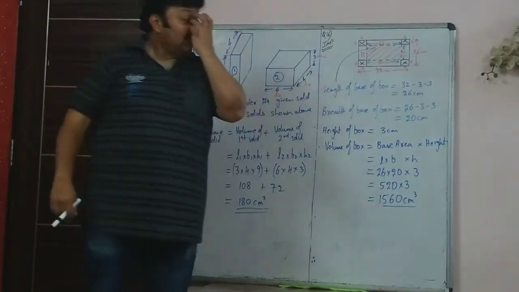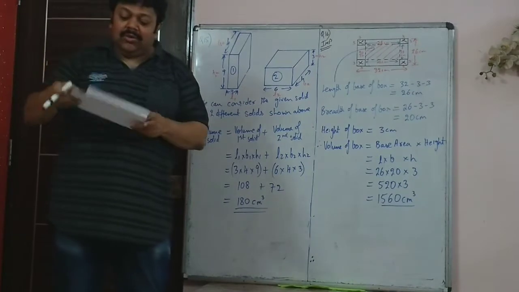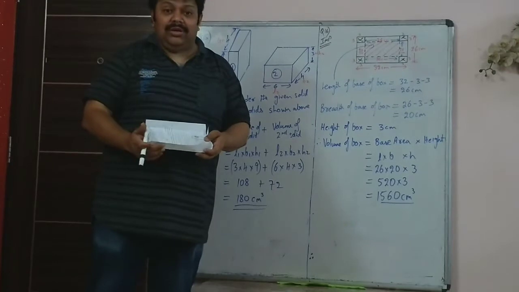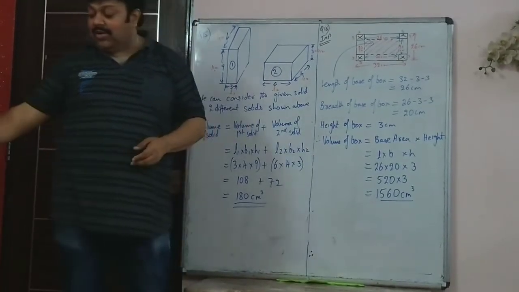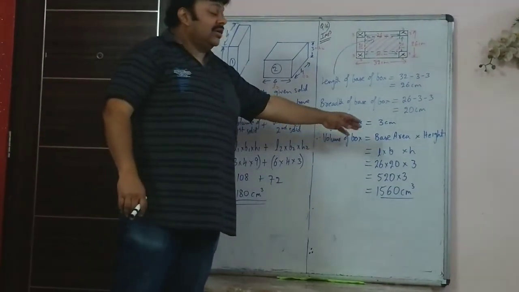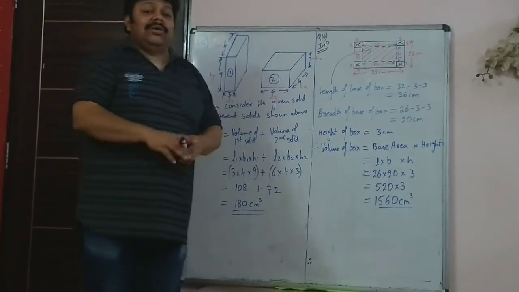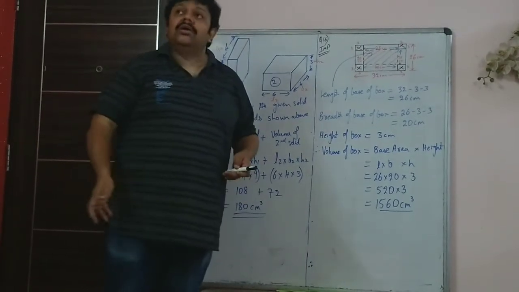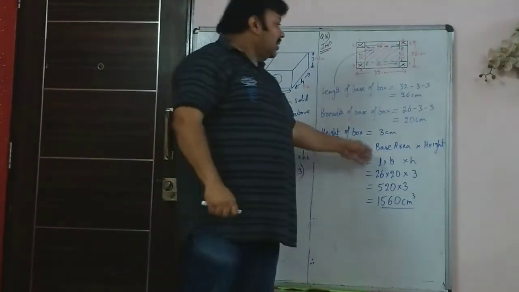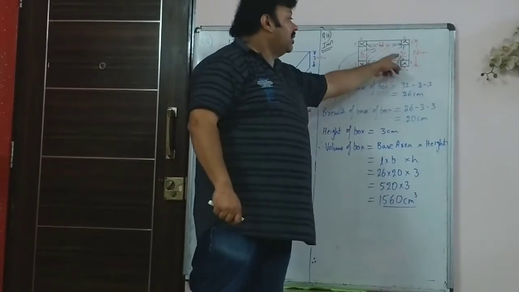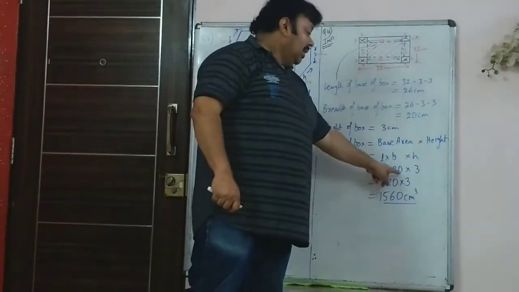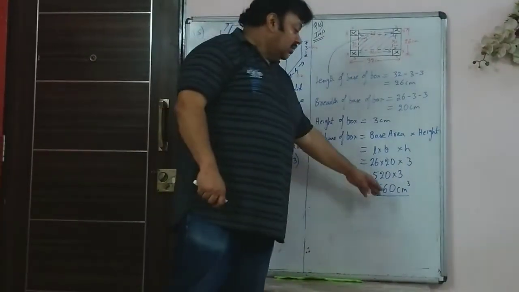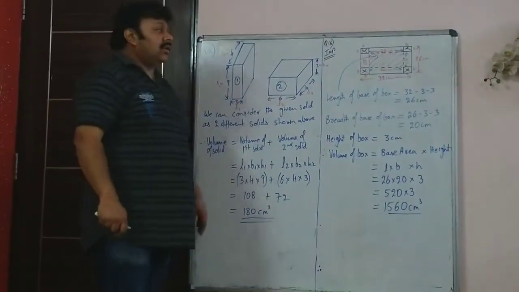So the volume of the box, volume means capacity. How much matter can be filled in it? How much water maybe can be filled in it? The volume of the box will be equal to the base area into height. Any volume is base area into height. What is the volume of your house ka room? The base area into height. So here the base area is the length and breadth, which is now 26 and 20, and height is 3, which is giving you a total answer of 1560 centimeter cube.